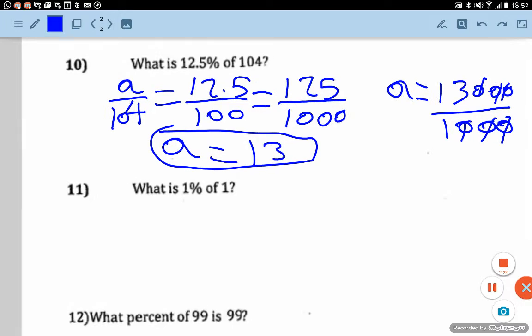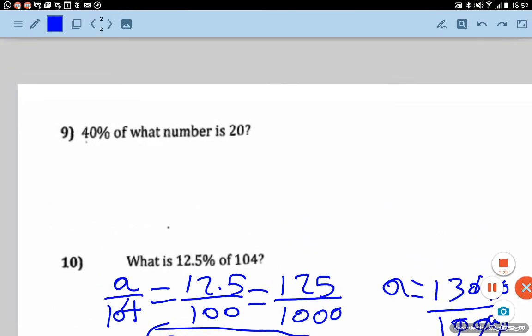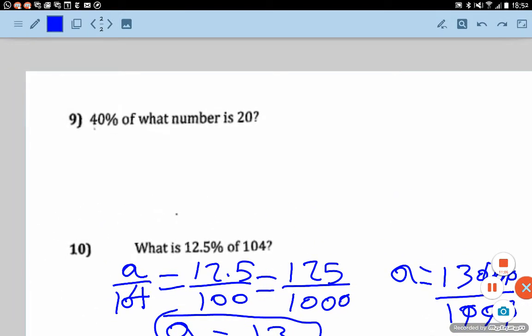We forgot question number 9. We skipped it. Yes. Now we are going to solve it. 40% of what number is 20? Okay. We will find the whole. So we are going to write 20 over B equals 40 over 100.